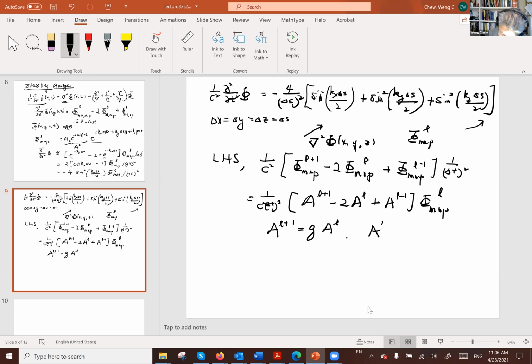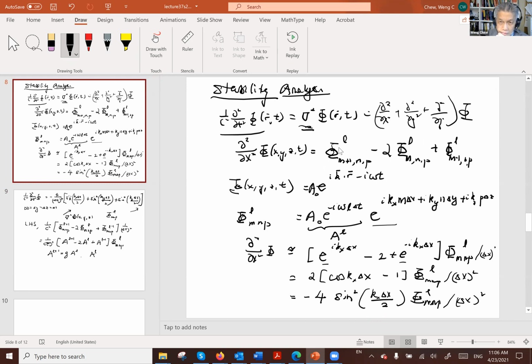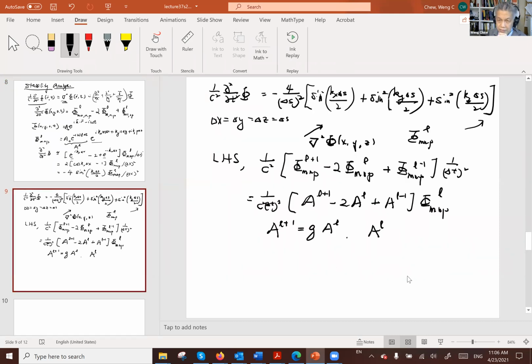And remember, my a_l is the frequency domain wave function. If I put it in the finite difference form, this a_l is equal to that. And the g factor, if I write this down more explicitly, a_0 e to the minus i omega l delta t. You can see that the g factor here is just e to the minus i omega delta t. Okay, this is my g factor.